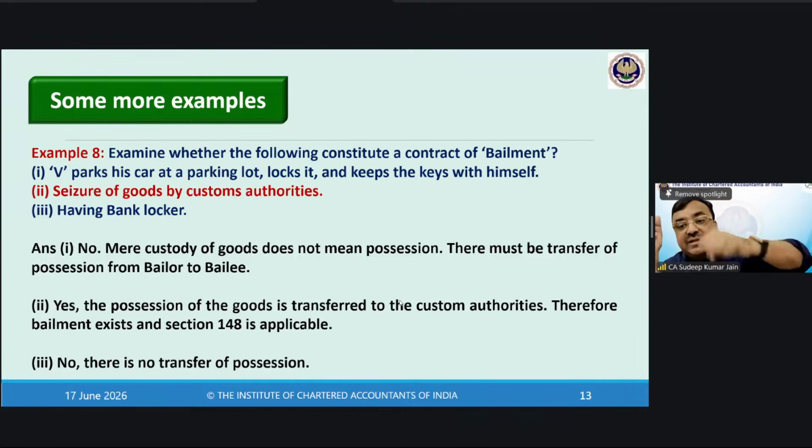Seizure of goods by customs authorities. Customs authorities ने goods seize कर लिए, जब्त कर लिए. Yes, the possession of the goods is transferred to the customs authorities. Therefore, bailment exists and section 148 is applicable. Bank locker, never a bailment. Right?